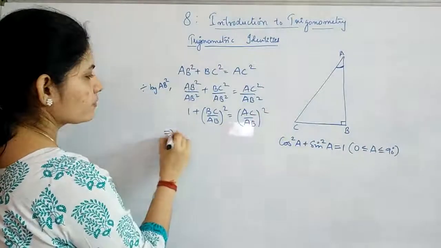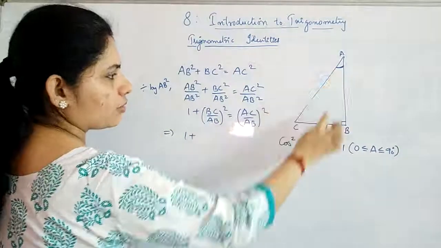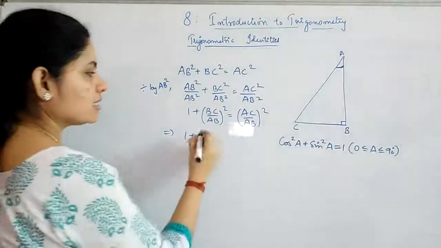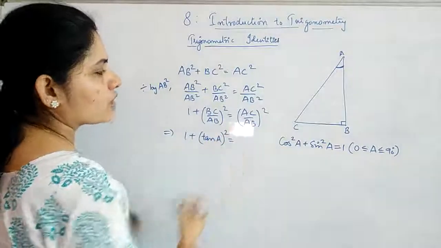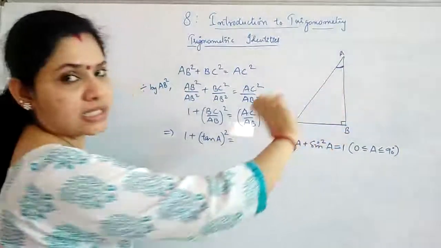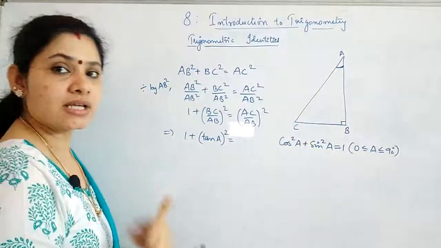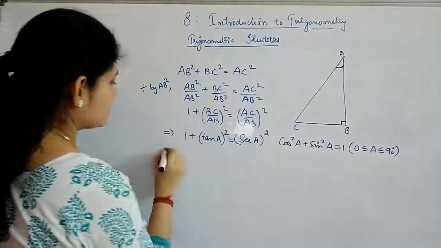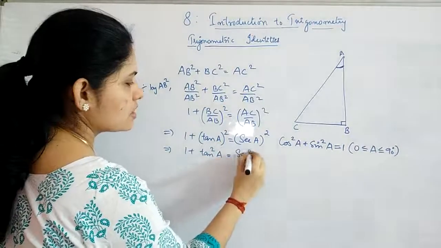Now again move on to the right triangle. What is BC? It's opposite side. And what is AB? It is adjacent side. So opposite side by adjacent side is tan of the angle, that is tan A the whole square. And what is AC by AB? AC is hypotenuse, AB is adjacent side. So hypotenuse by adjacent side will give you sec A, the reciprocal of cos A. So you'll get sec A the whole square. That is, you are getting 1 plus tan square A is equal to sec square A.